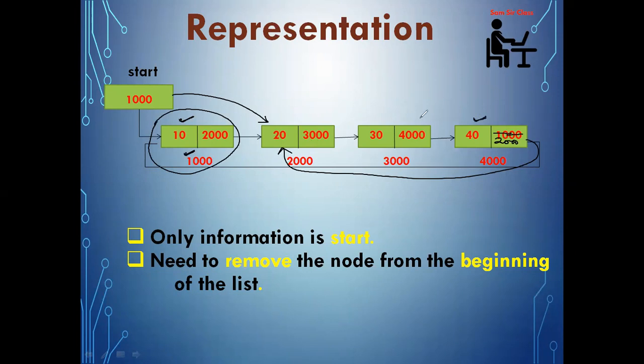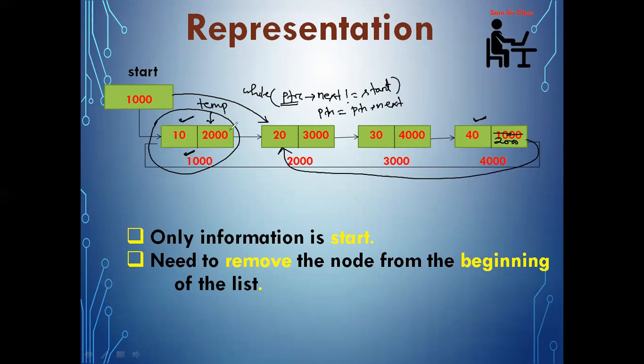update the last node. Okay, so I need to first traverse to the last node. Suppose this start value I am providing to temp, so temp is currently pointing to 1000. Then I need to come to the last node. So suppose I am using one more variable ptr, which is also given the value of start. Ptr is pointing to 1000, but ptr needs to come to the last node. How? I'll give the condition while ptr next is not equal to start. Okay, then ptr needs to come to the next node.